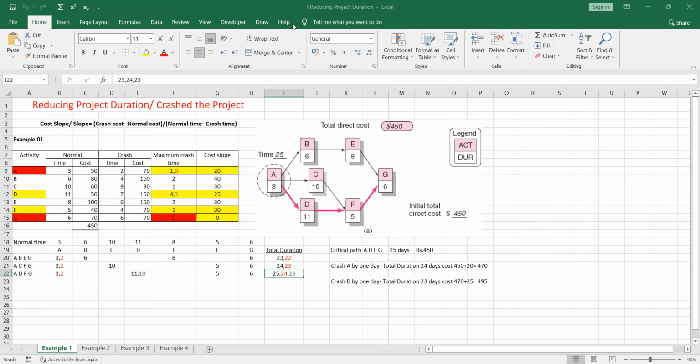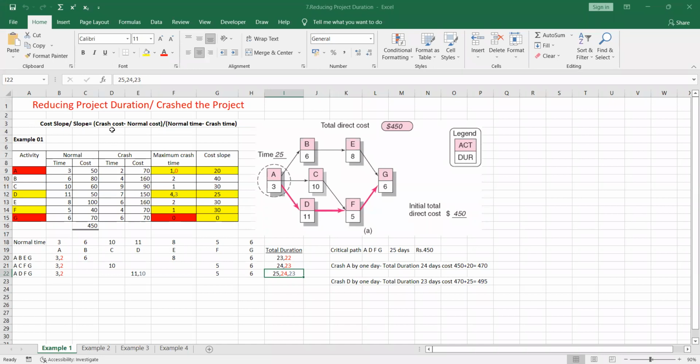Okay. So I have actually halfway done reducing the project duration. So we have crashed A by 1 day. Am I right?